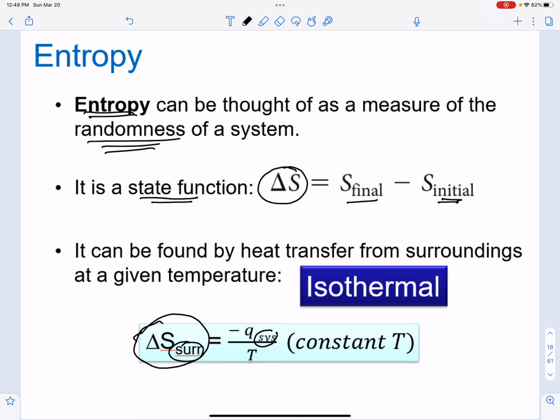And that's happening at constant temperature, or an isothermal process. So remember that formula. If you know how much heat the system is releasing, you divide that by the temperature at which it is happening, and that gives you the change in entropy of the surrounding, not the system.